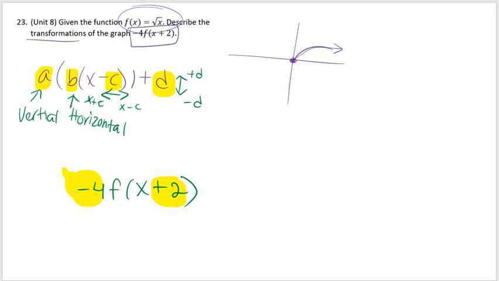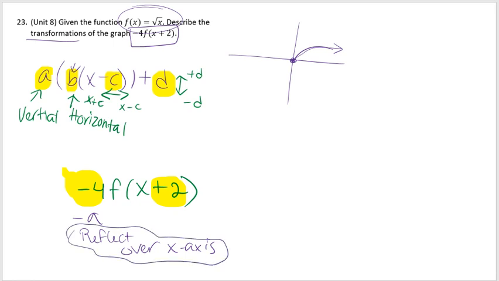Negative 4 is talking about letter A. If A is negative, that means it's going to reflect over the x-axis. If it were B, then it would reflect over the y-axis. But that's one transformation already that we can describe in this function. Also, we can talk about the 4. For a vertical stretch, A is greater than 1. So in this case, because the 4 is greater than 1, we are going to have a vertical stretch as well.